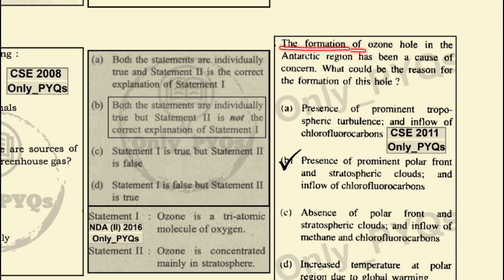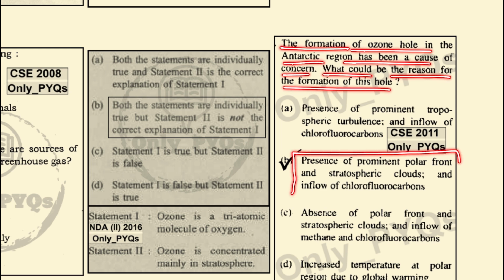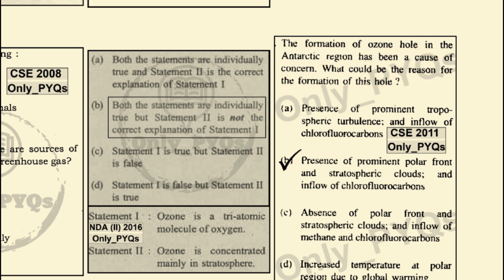The formation of the ozone hole in the Antarctic region has been a cause of concern. What could be the reason for the formation of this hole? It is the presence of the prominent polar front and the stratospheric clouds and the influx of chlorofluorocarbons.